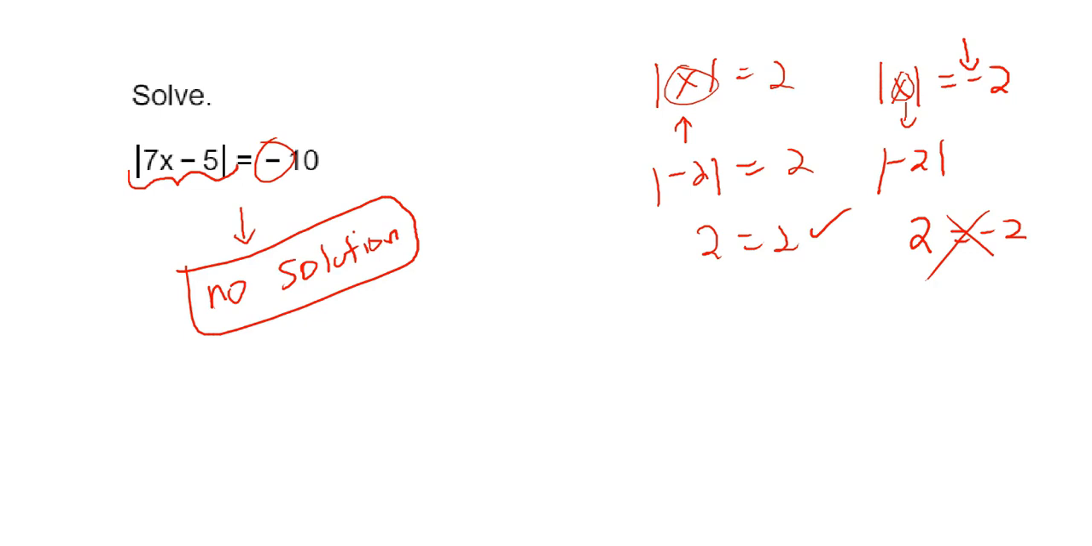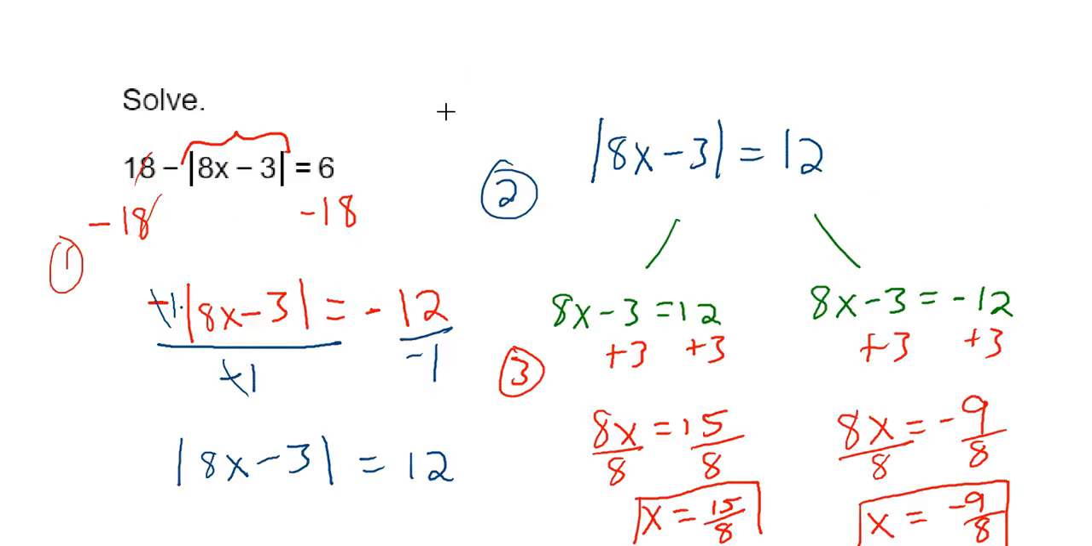Now, do not make this judgment call too quickly. All right? So if you go back to our previous example, here we have negative 12. So you might have thought the same thing, right? Well, absolute value can equal negative 12. But we didn't get the absolute value by itself yet. Once we divided this negative 1 to the other side, the absolute value was no longer being equal to a negative. So, which means it was never equal to a negative up here either.